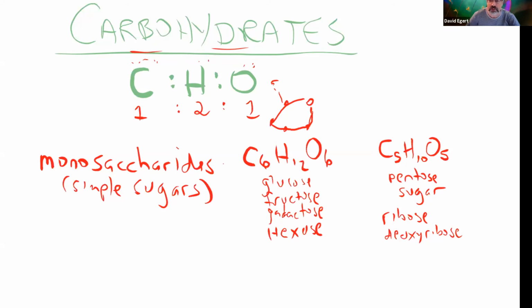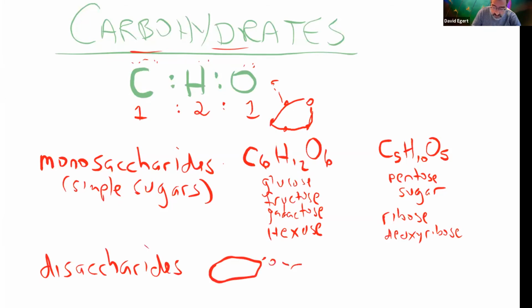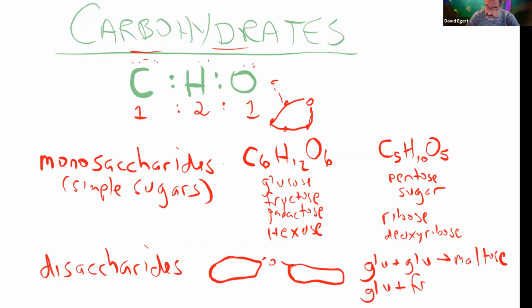If you attach 2 monosaccharides together, you get disaccharides. So we have basically 2 sugars together. And depending on which ones you connect together, you get different ones. If you have a glucose plus a glucose, you get maltose. If you have a glucose plus a fructose, you get sucrose.